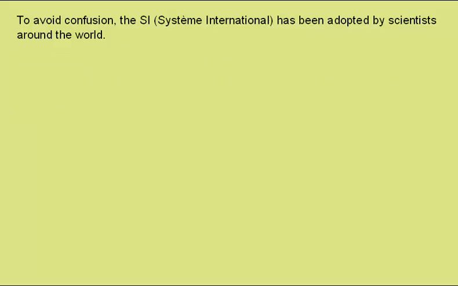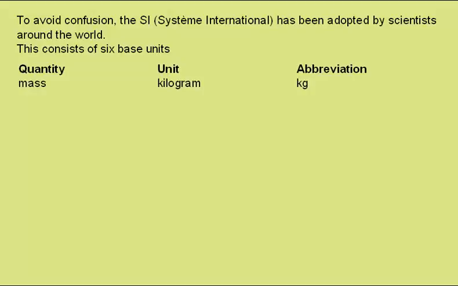To avoid confusion, the SI or System International has been adopted by scientists around the world. This consists of 6 base units. I'll list the units in this table. First we have mass, the unit is the kilogram, abbreviation kg, length, unit the meter, abbreviation m, time the second, with an s, temperature in the Kelvin, which is a capital K.